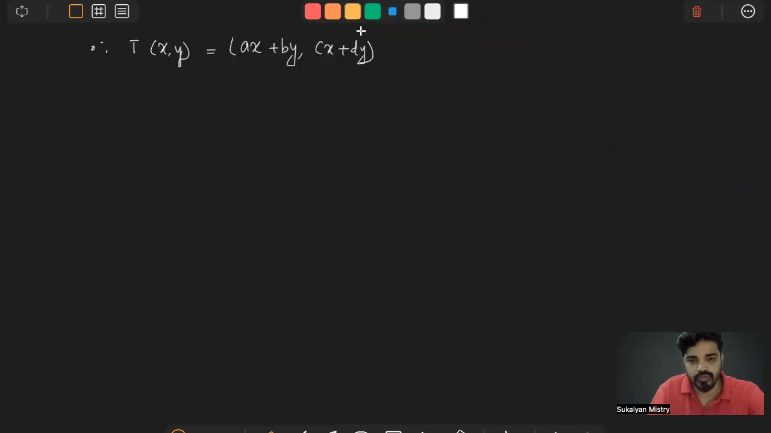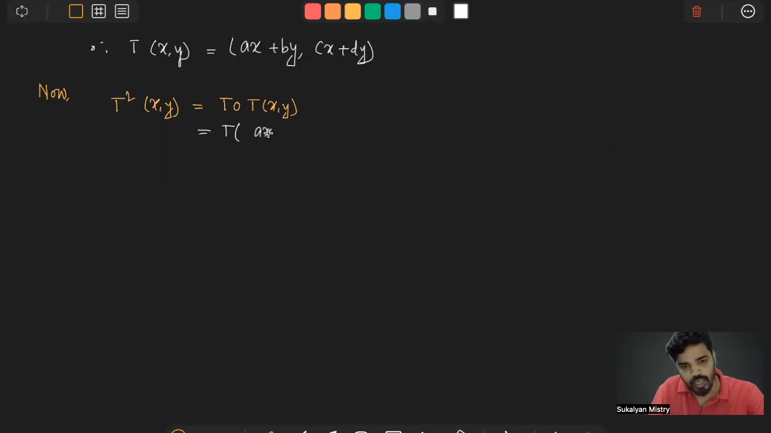Okay. So we have to first of all calculate T squared of (x, y). That is T composed with T of (x, y), so that equals T of T(x, y). What is given? T(x, y) is (ax plus by, cx plus dy). But just consider this is x and this is y.